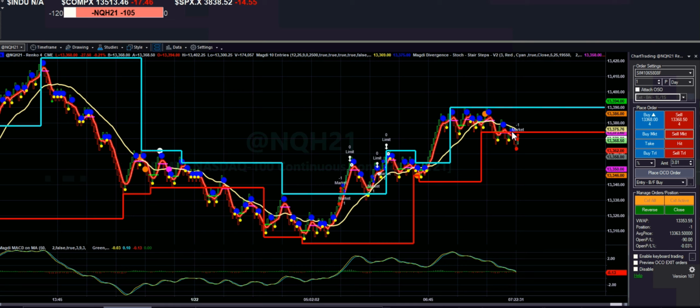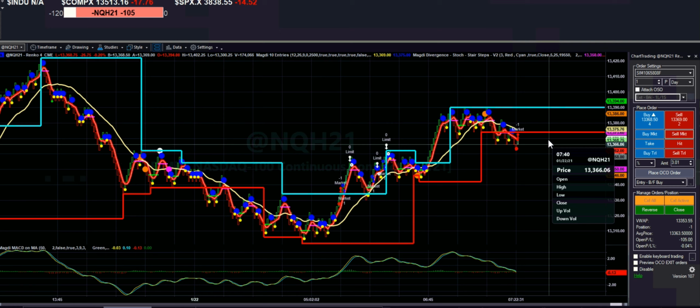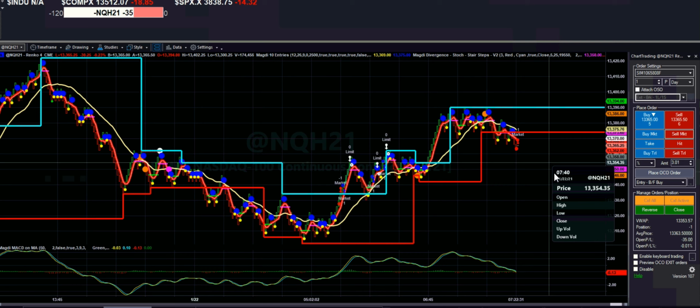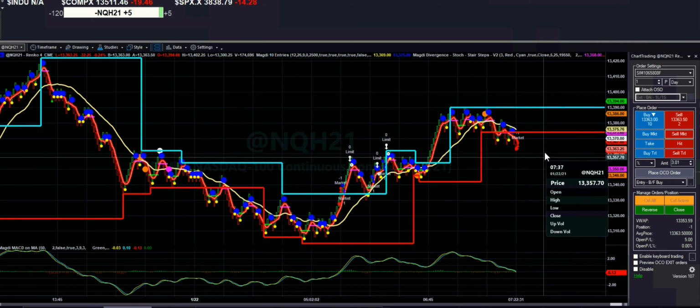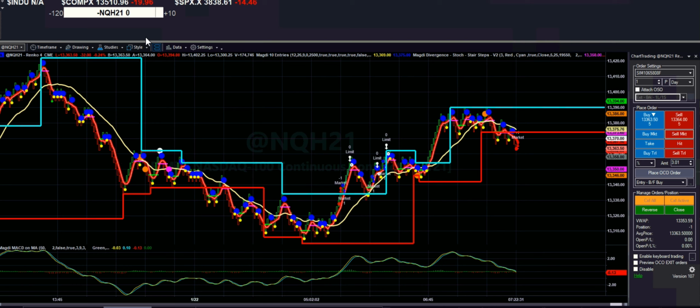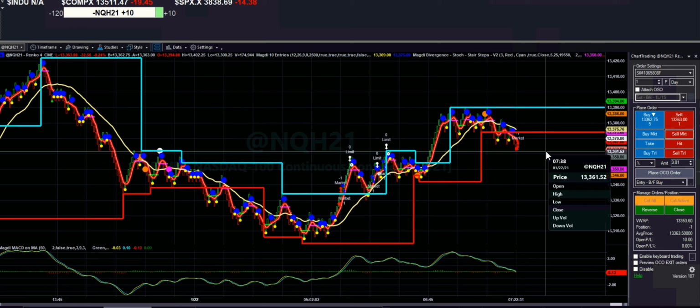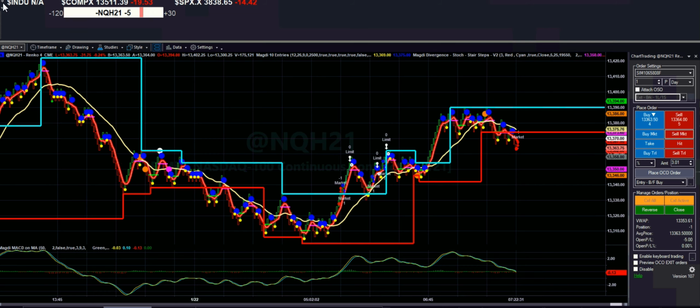Okay, there is a possibility that it go down all the way up to the first resistance right here. So my order will be small, then it go all the way to here, then it go all the way to here. So on every one of them, we are going to put an order to exit on this support right here, which is 13,361.